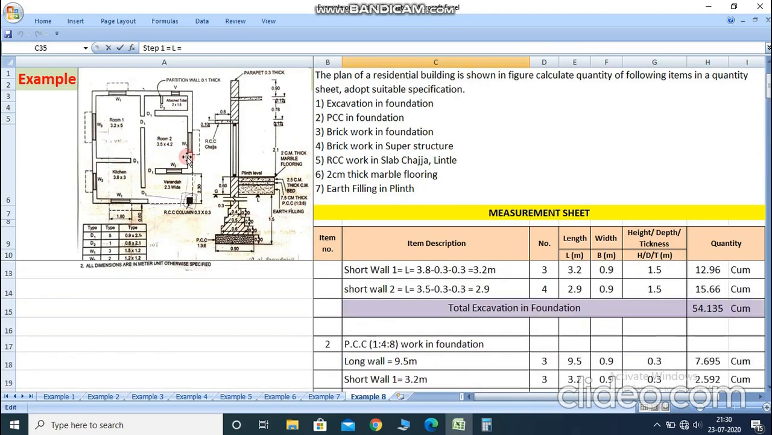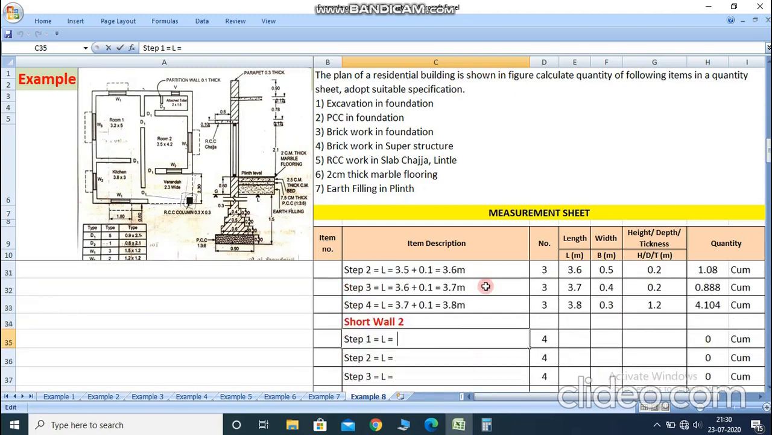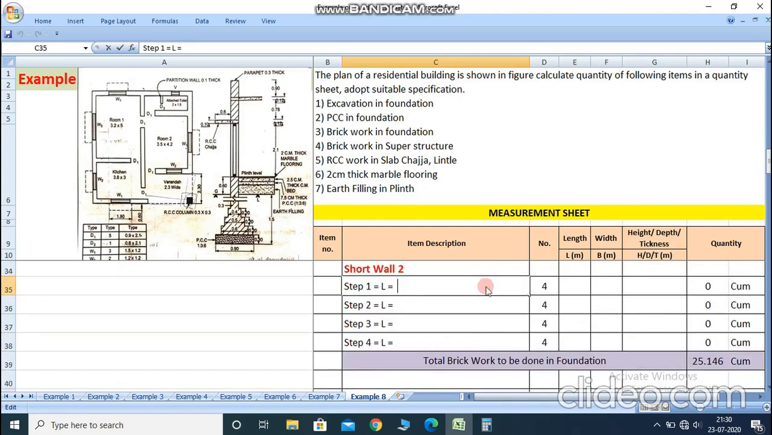So here short wall 2 length is 2.9, which we already calculated in the excavation for foundation. So 2.9 plus the difference between 0.9 and 0.6, which is 0.3. So the answer is 2.9 plus 0.3, it's 3.2 meter. Clear? So the length we write here is 3.2.